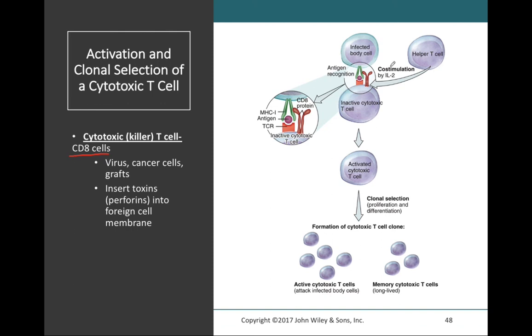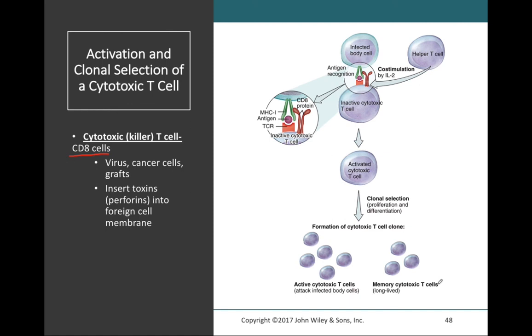So once an infected body cell has locked into an inactive cytotoxic T cell, that's going to eventually lead to the activation of the cytotoxic T cell, which will then lead to its clonal selection, proliferation, and differentiation into active cytotoxic T cells and memory cytotoxic T cells. This is essentially the same exact process of helper T cell activation.